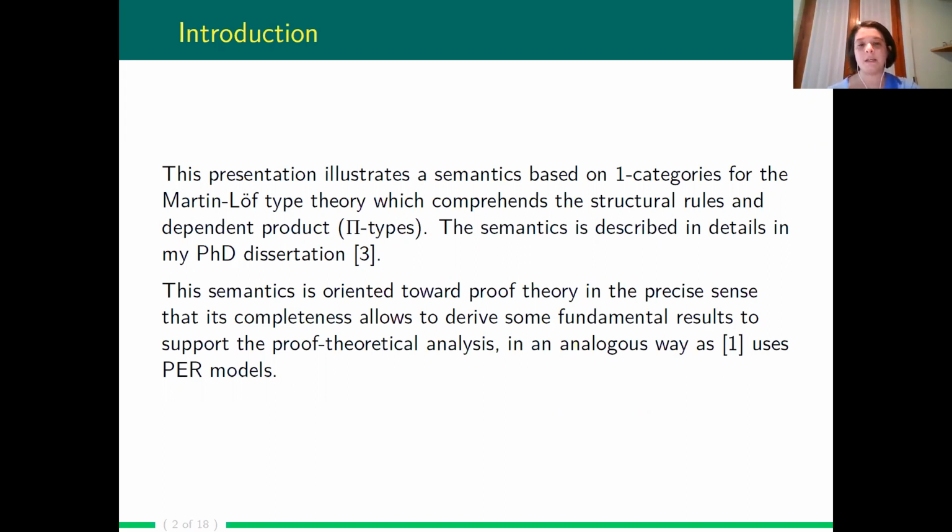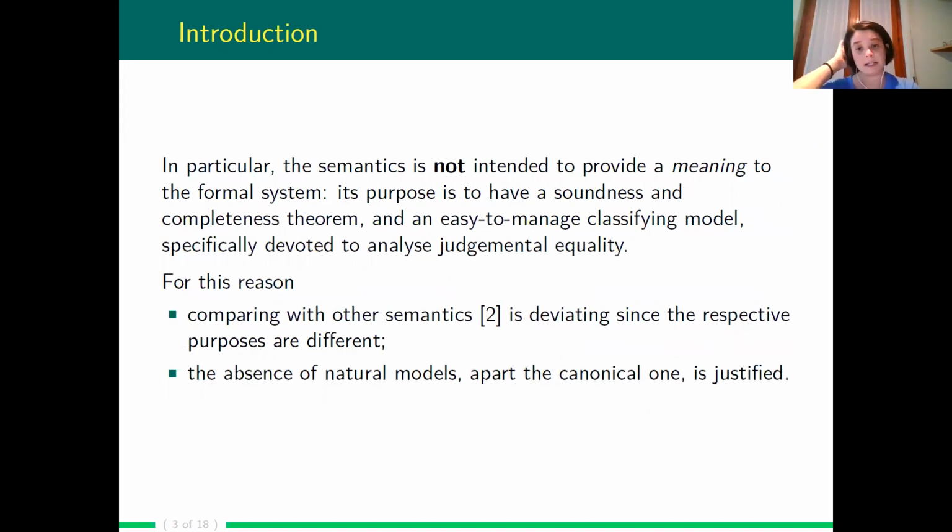So the point here is that we did not mean to provide a meaning to the system. For this reason, there are two consequences: comparing our semantics with others may not be so natural, just because they have different aims. And also that is justifying the fact that there are no natural models apart, of course, from the canonical one.